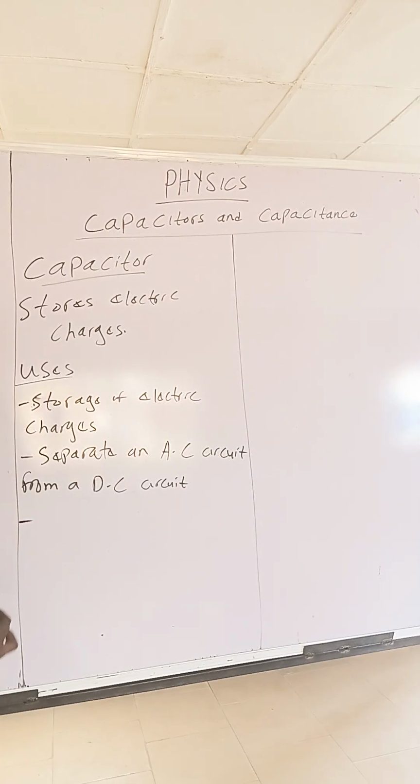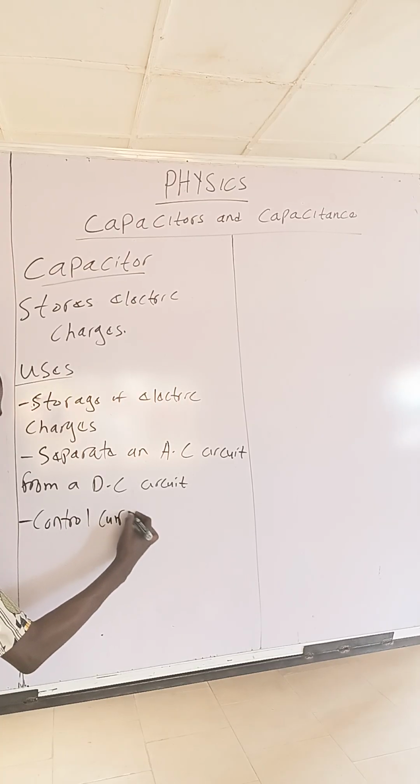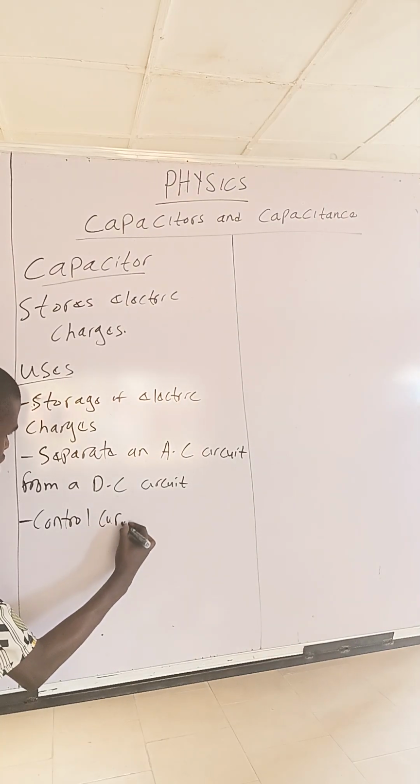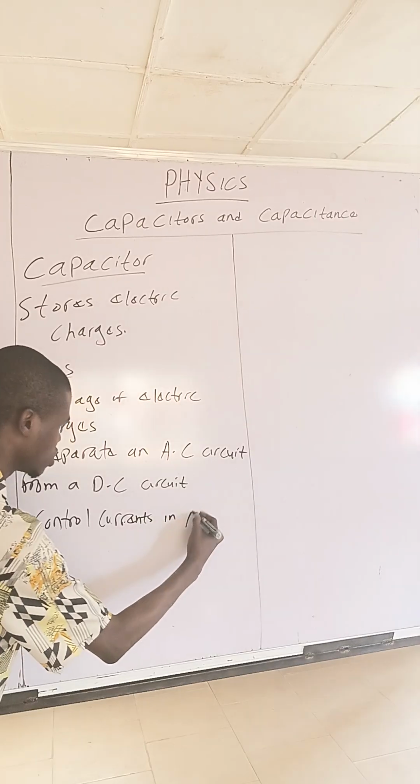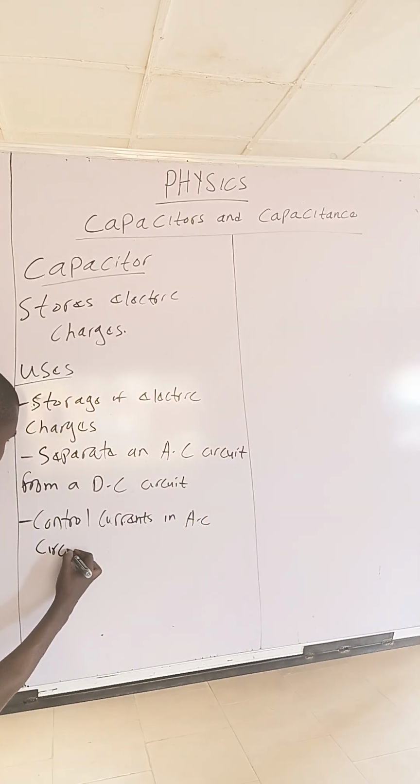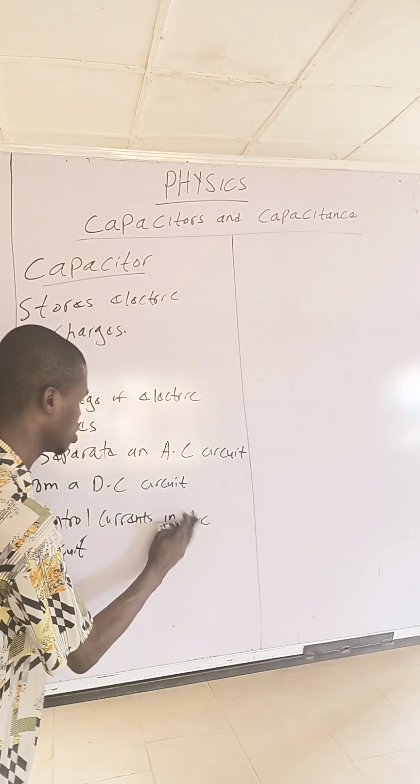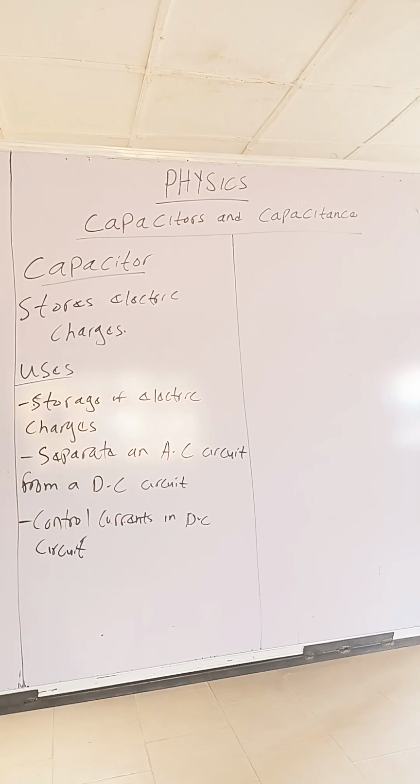So the capacitor is used to separate an AC circuit from a DC circuit, and also to store electric charge. Also, you can use it to control currents in a DC circuit. Majorly, these are the functions or the uses of a capacitor.